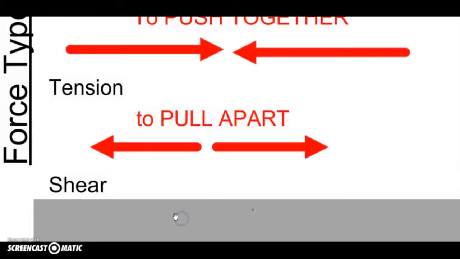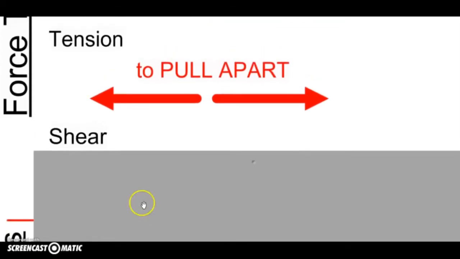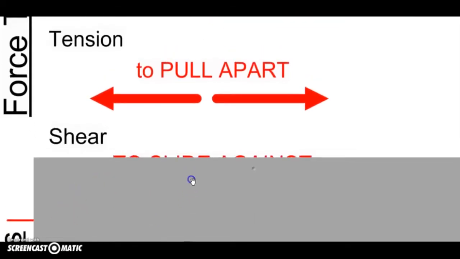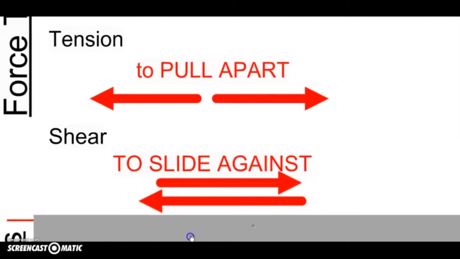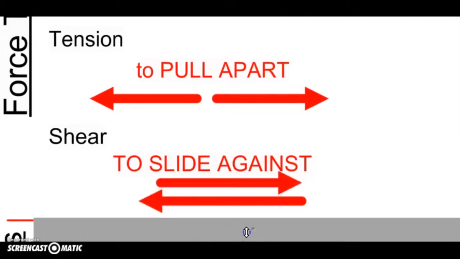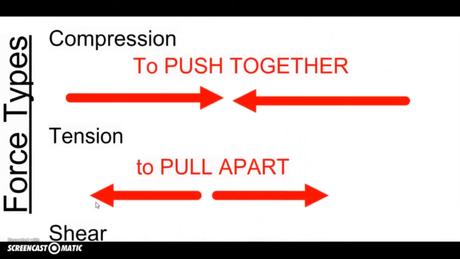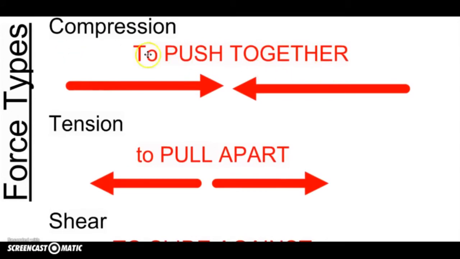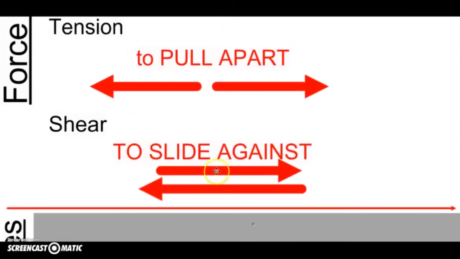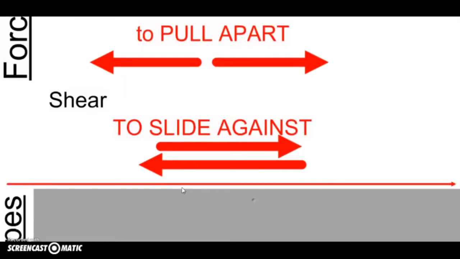and lastly, we have this thing called shear force. Shear forces are forces that are sliding against each other, so side to side. So as we move into the fault types, here's what we have. We have compression, pushing rocks together. We have tension, pulling them apart, or we have shear forces making them slide against each other.